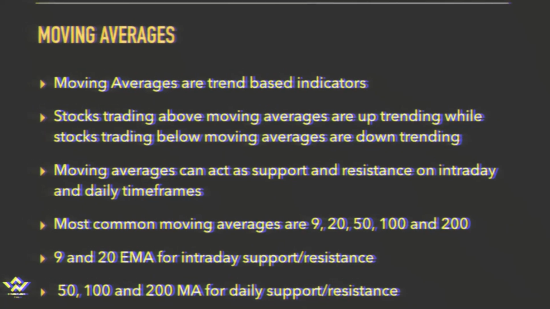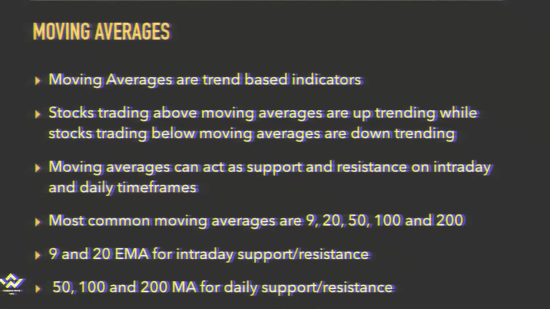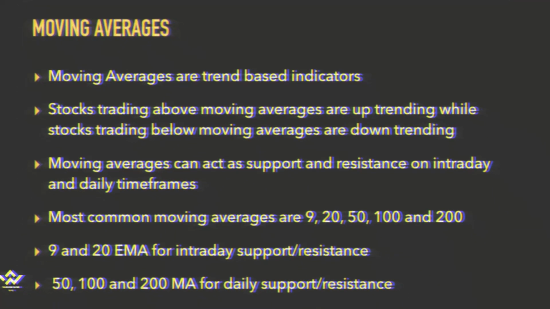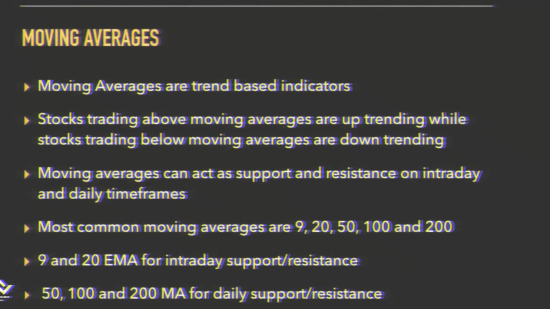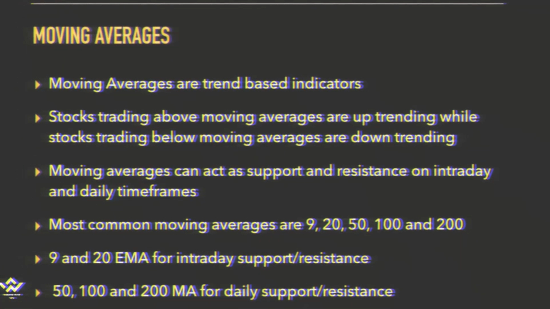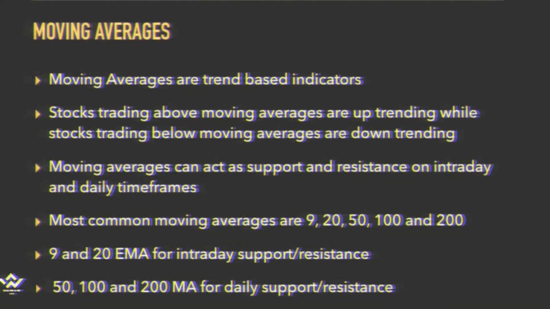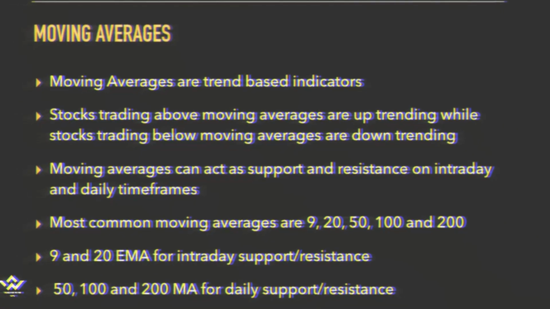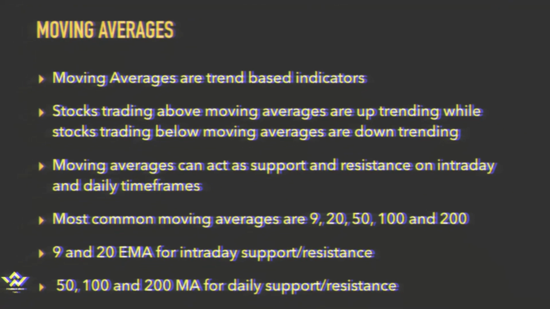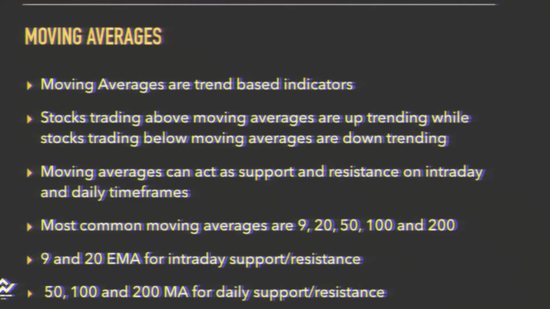A stock trading above its moving averages is uptrending, while a stock trading below its moving averages is downtrending. So you'll find that stock prices tend to ride common moving averages or even bounce off of them, causing moving averages to act as support or resistance on both intraday and daily time frames. Price action on intraday charts such as the 1 minute and the 5 minute can be really volatile, so we need to be using moving averages that can keep up with the fast price action, which is why we use exponential moving averages on these time frames.